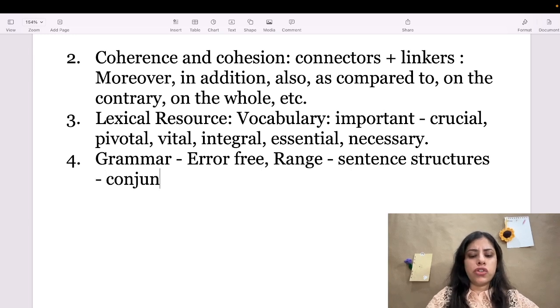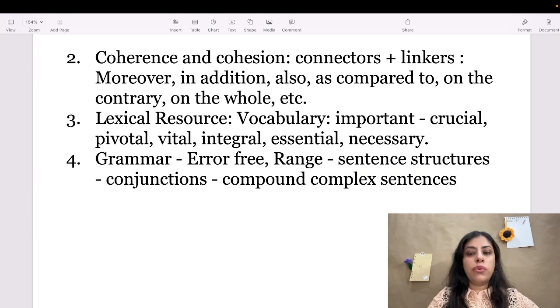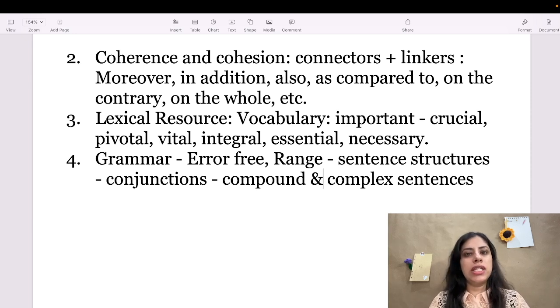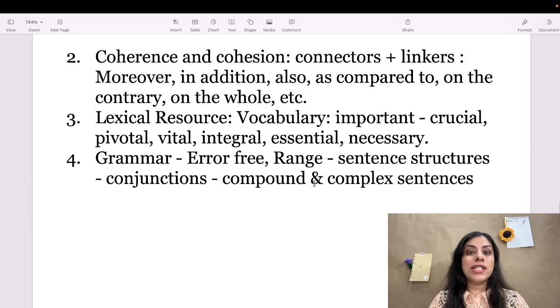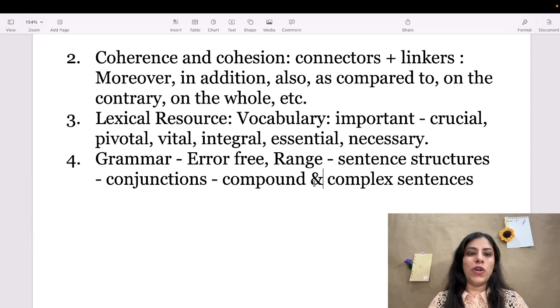I talked about conjunctions, right? So you can use conjunctions to create compound and complex sentences, because this is how you can portray the range of your grammar. I'll also tell you the different conjunctions which you can use. For compound sentences, you can use for, and, nor, but, or, yet, so. And when it comes to complex sentences, you can use because, although, unless, until. Even go with correlative conjunctions. You can use not only but also. You can use neither nor, either or. So all of these are going to showcase your level of grammar in your answer.